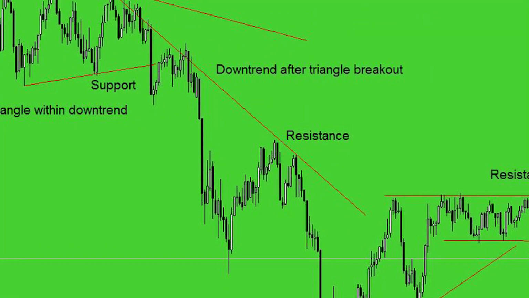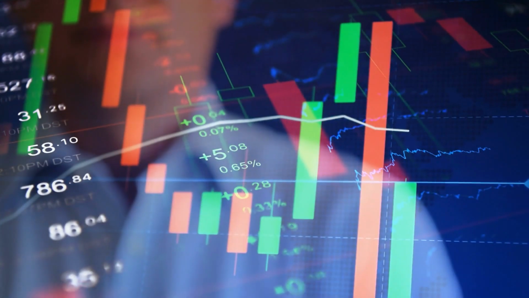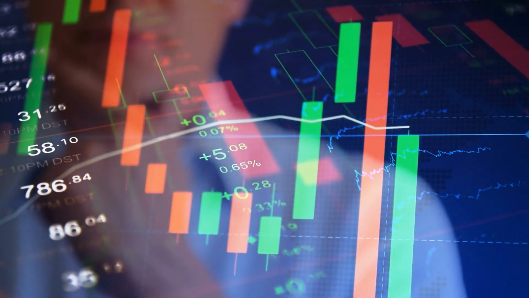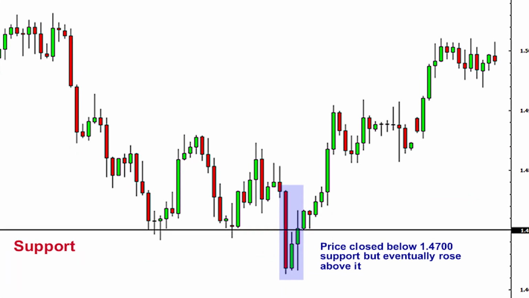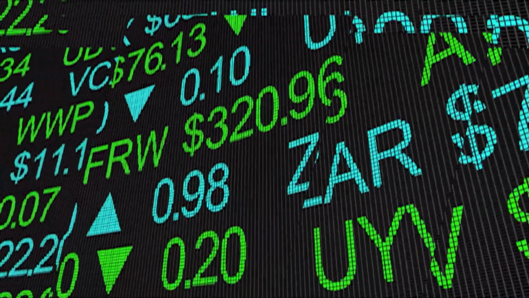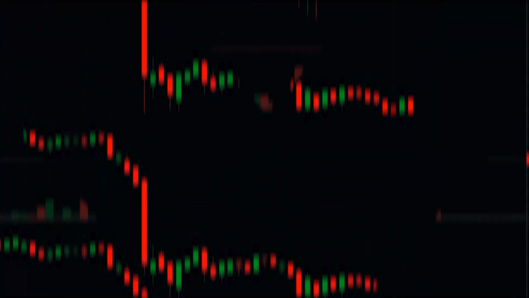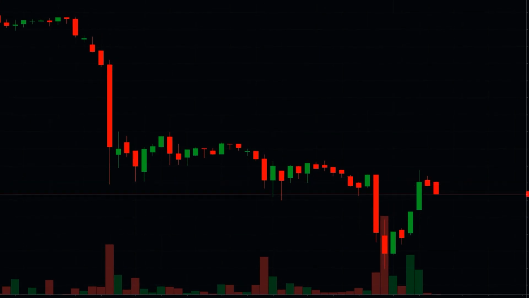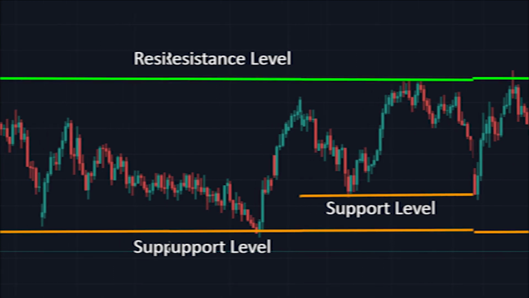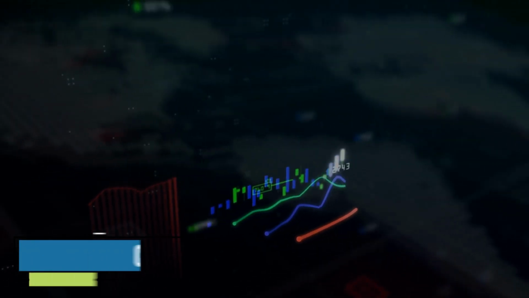Resistance is the polar opposite of support. It denotes a price level or area above the current market price where selling pressure may outweigh buying demand, forcing the price to reverse its upward trajectory. In this example, a swing trader could enter a sell position on the bounce off the resistance level with a stop loss above the resistance line. It's vital to remember that when price breaches a support or resistance level, the levels flip roles. What was previously support becomes a resistance and vice versa. Channel trading.